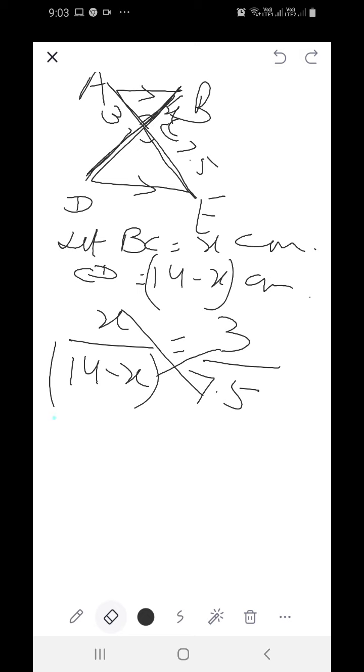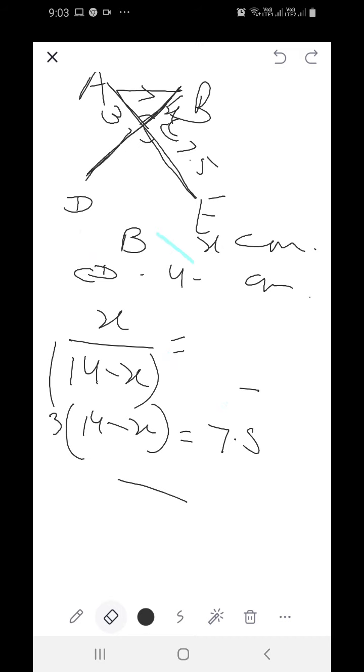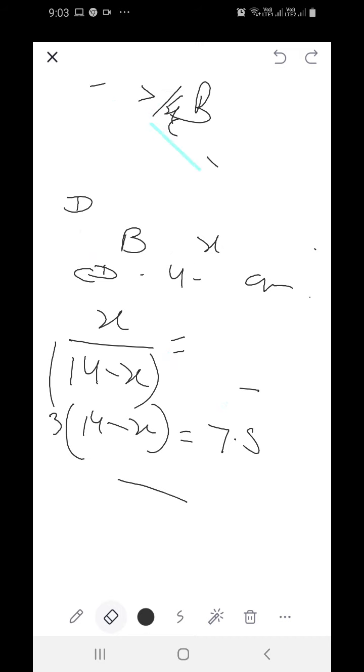So 3 will be multiplied to 14 minus x within bracket, and 7.5x. I think you can solve it further and find x. Whatever x is, is the length of BC. And then CD also you can find by subtracting x from 14. So this is how you are going to do the sixth question. Now I am taking up the seventh question, B part.